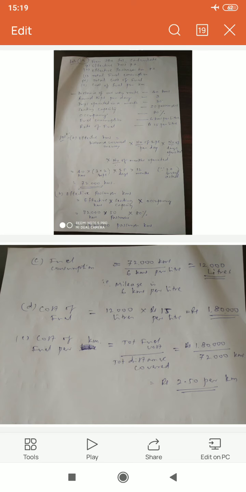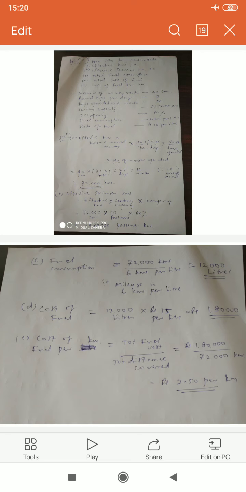That is, to ascertain the effective passenger kilometer, you have to give weightage to, or give impetus to, the passenger aspect. Now, how much is the seating capacity of the vehicle? The seating capacity of the vehicle is 50 and the occupancy is specifically given in the problem as 80%.